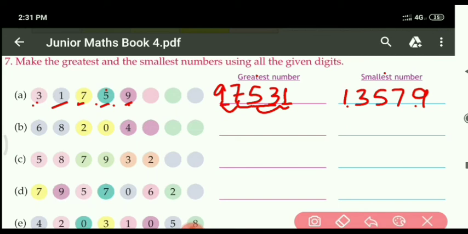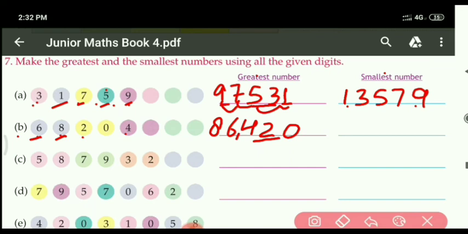Similarly, next part also, here is 68204, greatest number. Firstly the biggest number is 8. 8 is over, then 6. 6 is also over, then 4 is the biggest. Cut this. Now 2 is left, which is bigger, and last what is left is 0 only. So here write 8, 6, 4, 2 and 0. The required greatest number is 86,420.